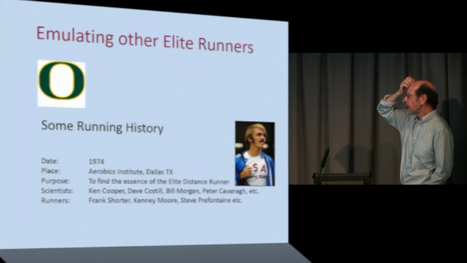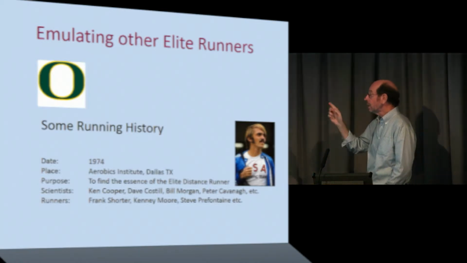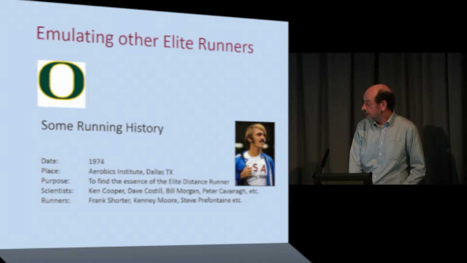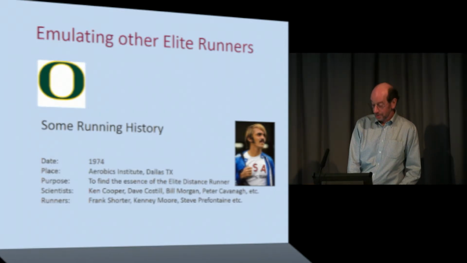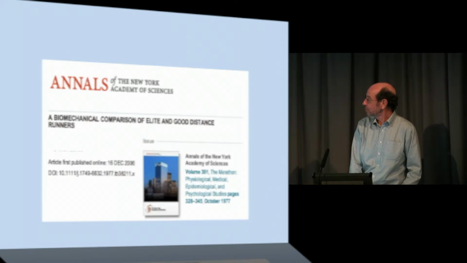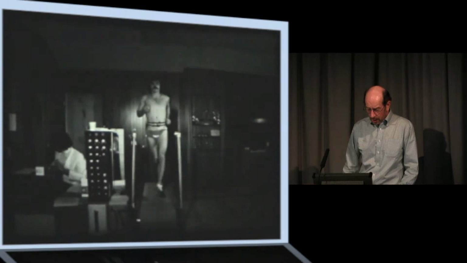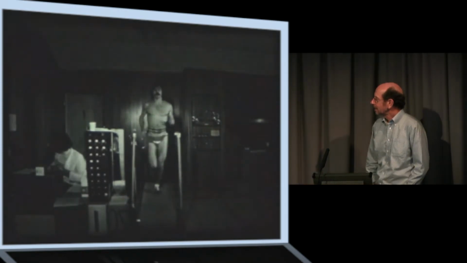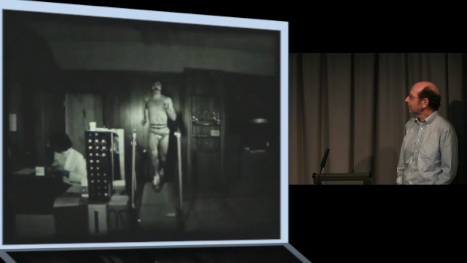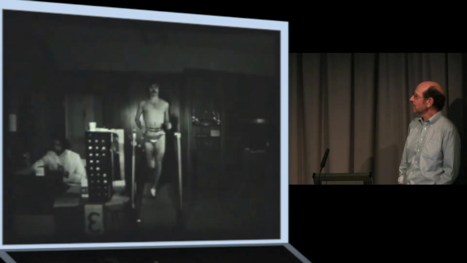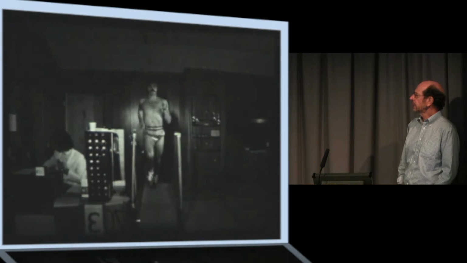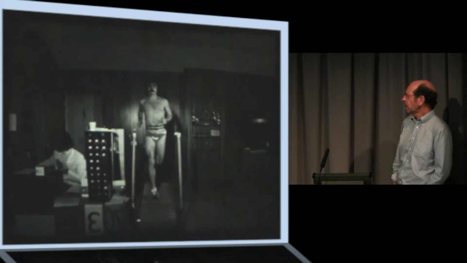In 1974, I was involved in a study at the Dallas Aerobic Institute of elite distance runners, and one of the subjects in this study was Steve Prefontaine, who you may have seen some of the films. This work was published in the New York Academy of Sciences. But this is an interesting little clip of movie. The guy on the left with the hair is actually me, and there is Steve Prefontaine running on the treadmill at about 5 miles an hour with just an incredibly vigorous, robust running style with big leg swings.